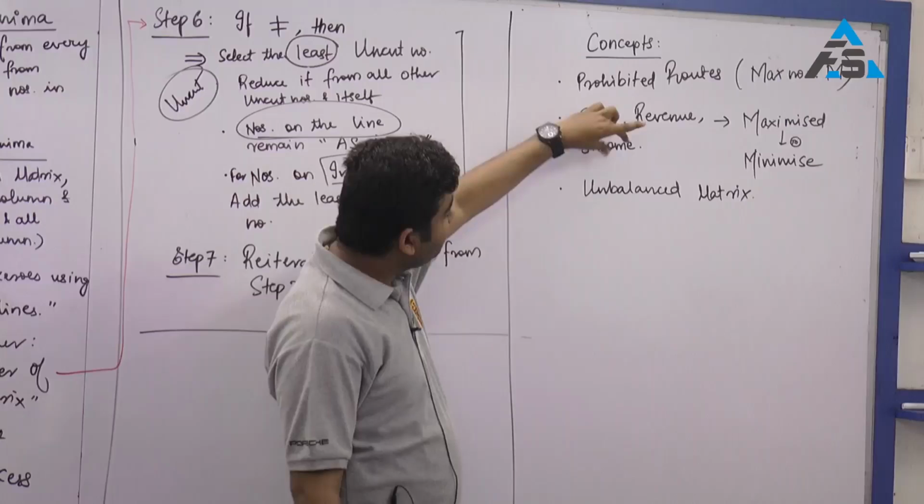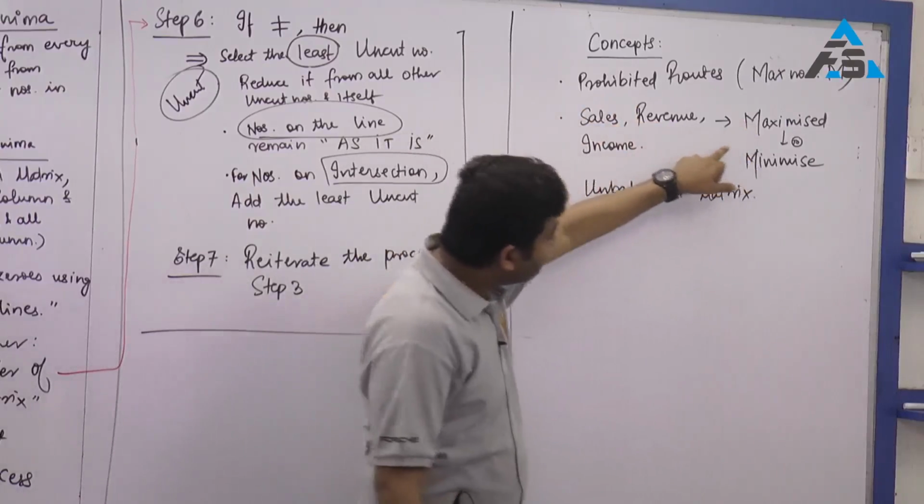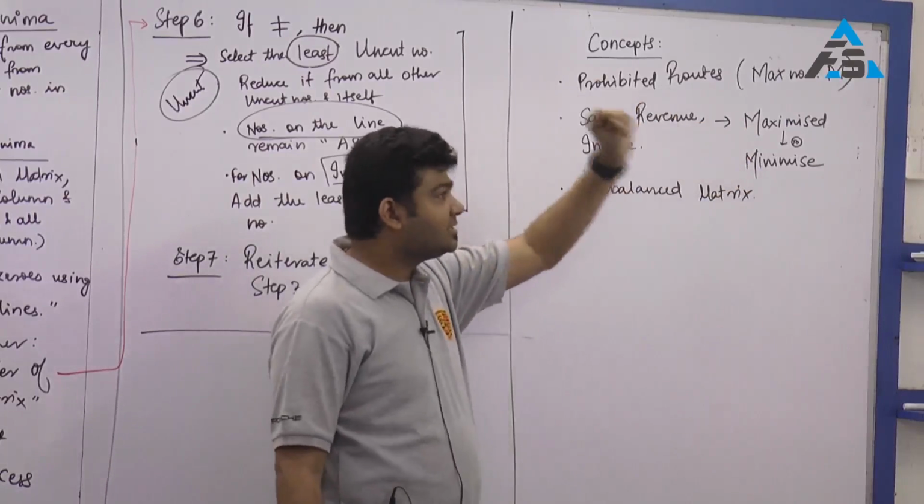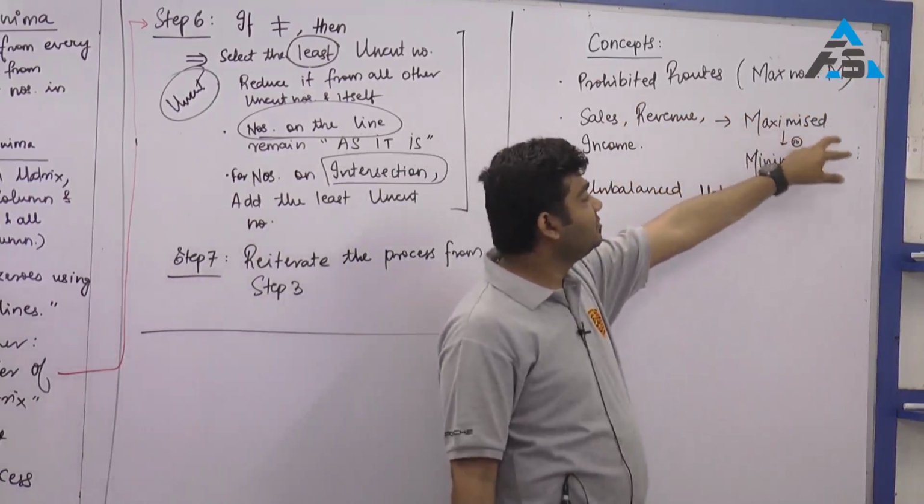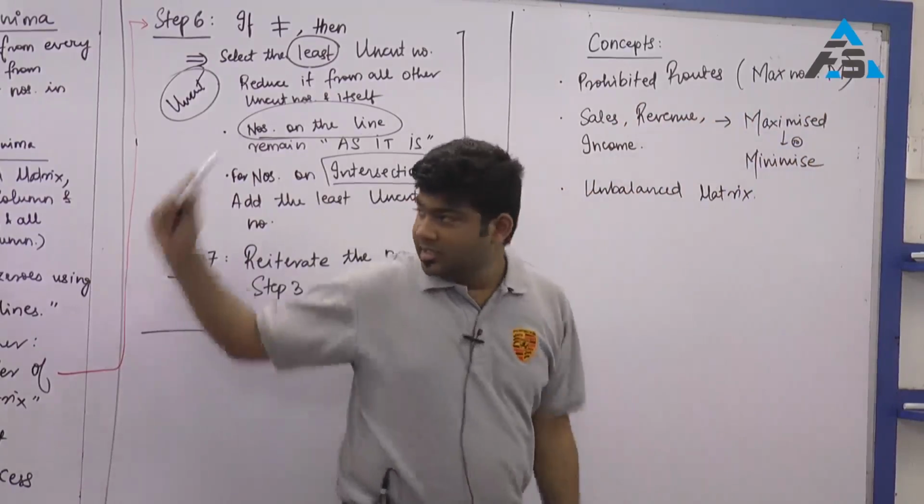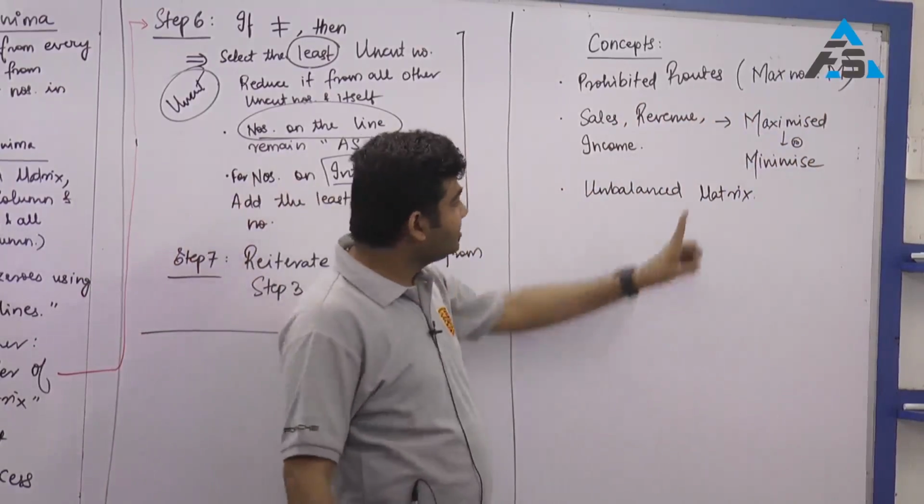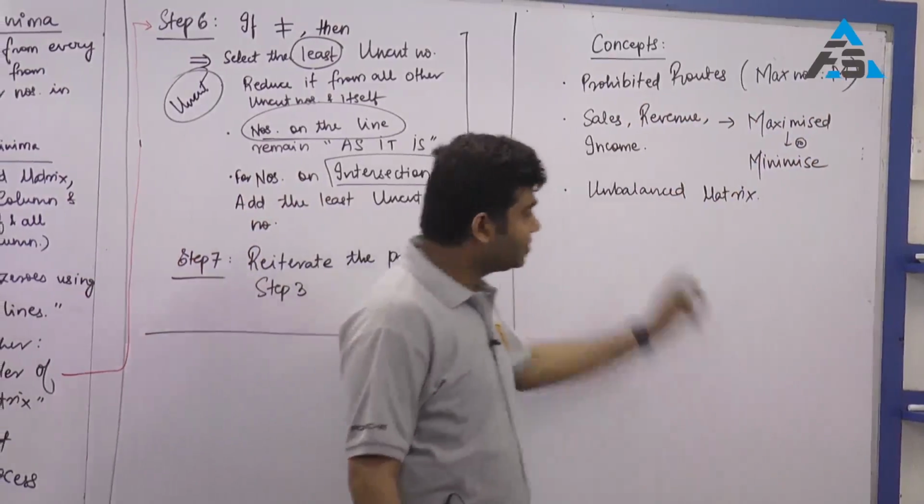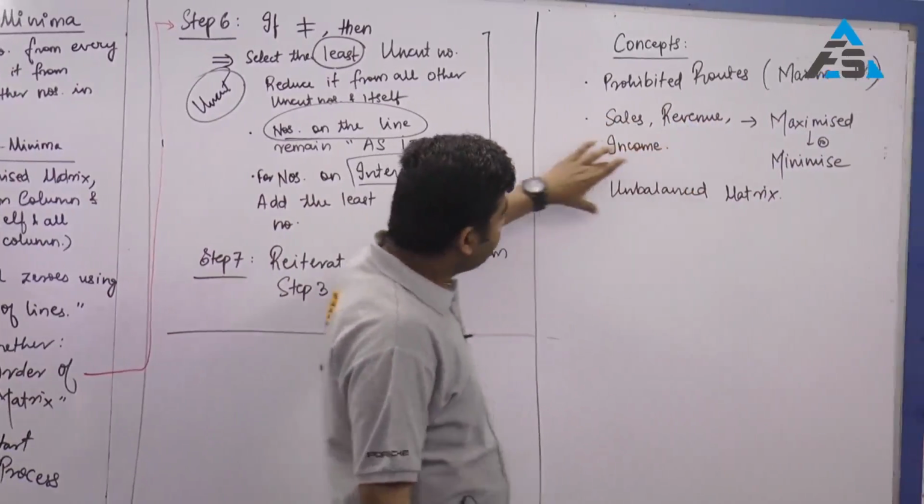So sales, revenue, income in the structure, convert maximize to minimize. How do you do that? Select the highest number from the matrix, reduce it from itself and others, and it will give you a minimized matrix. Start using the aforesaid procedure, you will get a final solution, put it on the maximized matrix, game over.